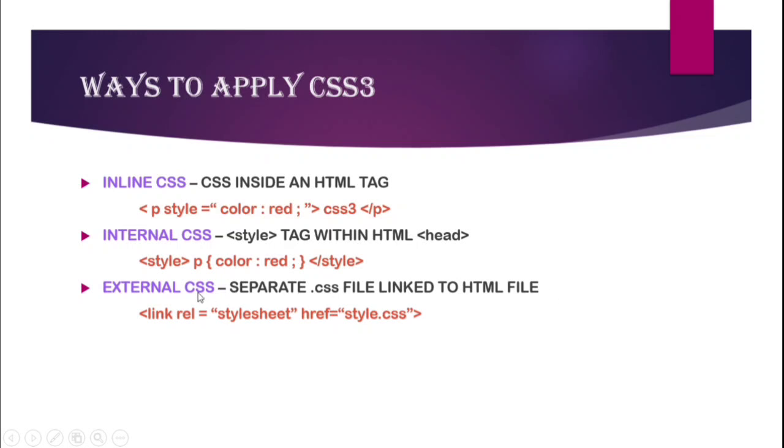How do you link it? Using the link tag, and you'll add rel, the relation. Here we have the stylesheet. Then we have the href, which is style.css. So a .css file is nothing but the main CSS file. Every main CSS file should have .css as an extension. By using this link tag, we will add the CSS file to our HTML page. That is nothing but the external CSS.